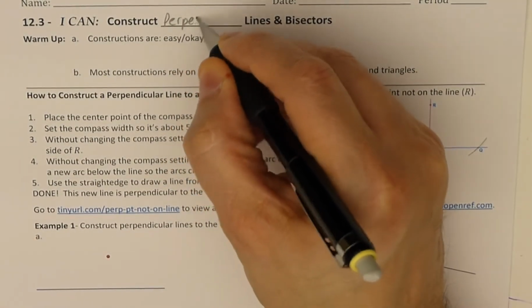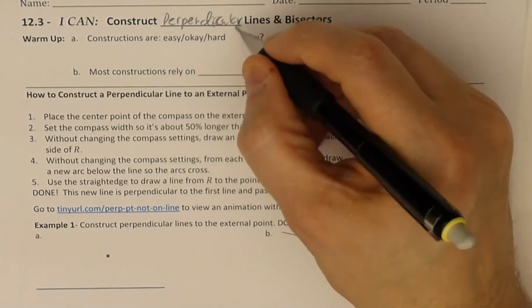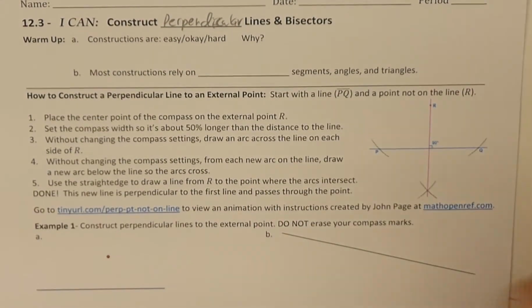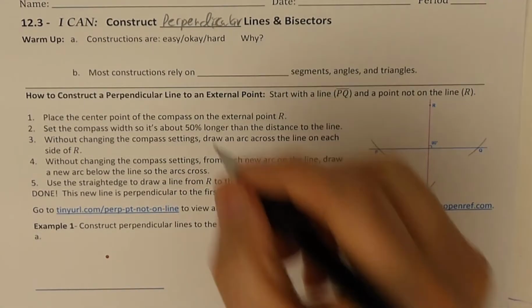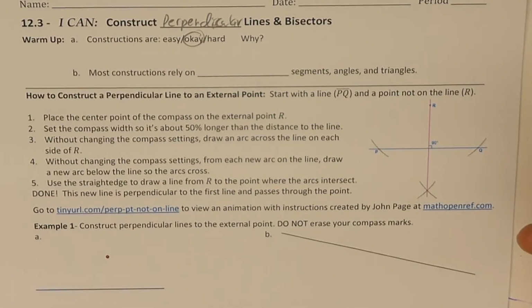So perpendicular lines and bisectors. Now the warm-up here is pretty easy. It just says our construction's easy, harder, okay. I'm hoping that right now they're about okay. It does take a while to get used to them.